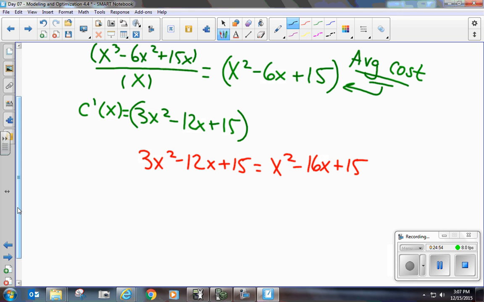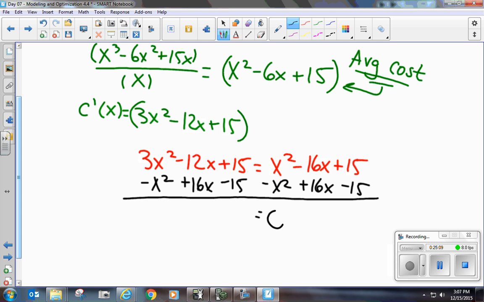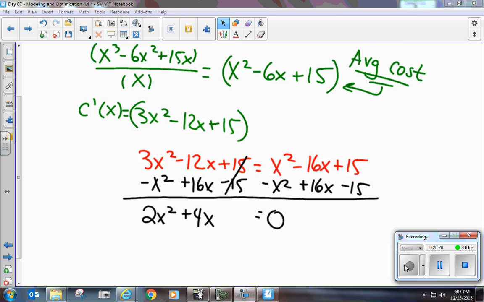All right, I'm going to bring everything over to one side. Minus x squared, minus x squared. Plus 6x, plus 6x. Minus 15, minus 15. And when everything is said and done, I've got 2x squared minus 6x, and these cancel out, equals 0. Actually, it should be a 6 and a 6.